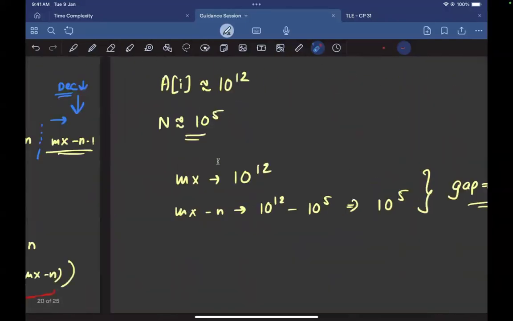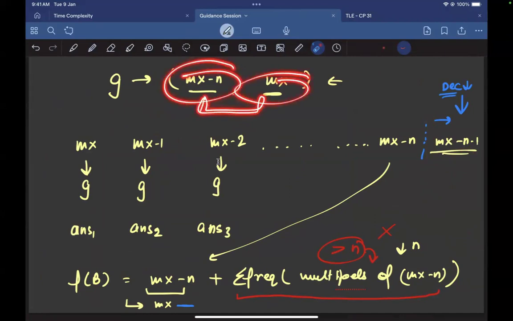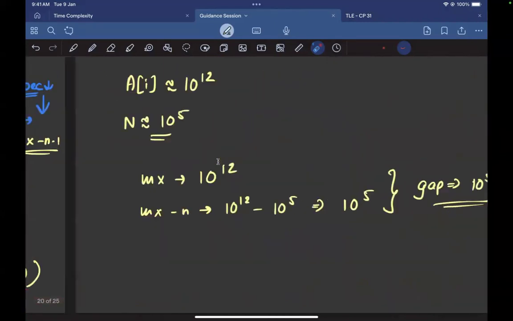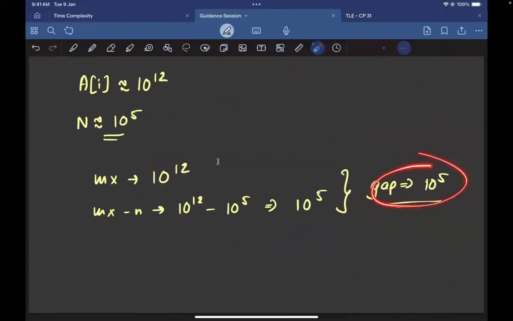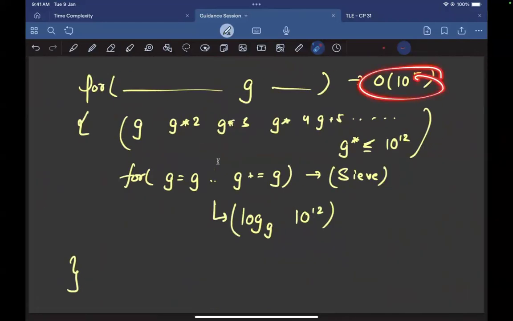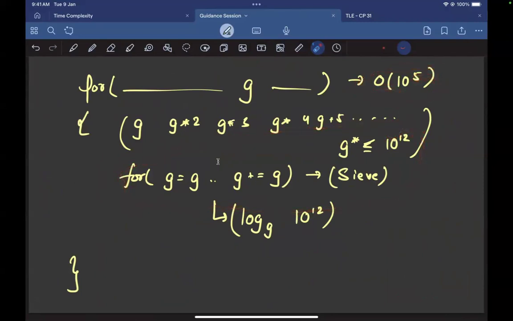So if after this point, this boundary, the answer has to decrease, then should I even consider the numbers after these boundaries? No, I should not. So let's only keep this as the lower bound, this as the higher bound, and only figure out between this. And this is why I say that this is easily doable, because the gap is very limited. So I can just run a loop on this gap. Overall, the time complexity turns out to be very, very simple.